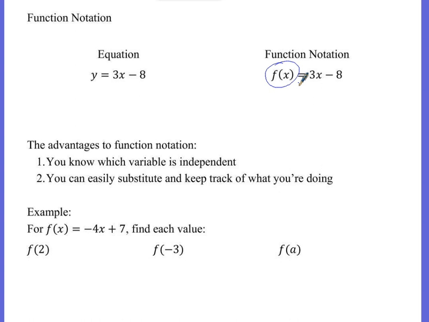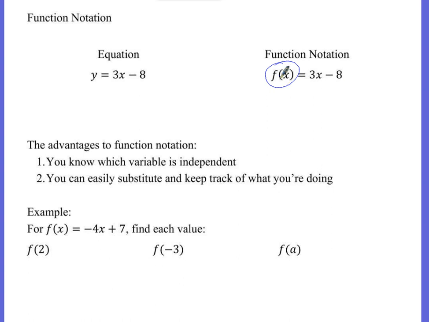And the reason that we use function notation is sitting here. First of all, you know which variable is the independent variable immediately. In this one, we're assuming it's x. But in this one, it is definitely x. Because what this says is, here's x. I can change it and make it whatever I want. This completely depends on what happens to x.